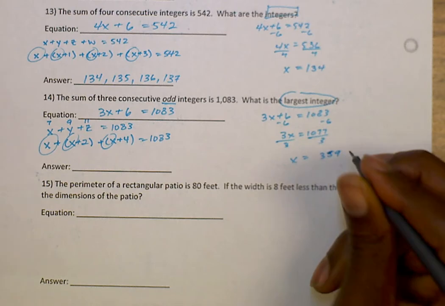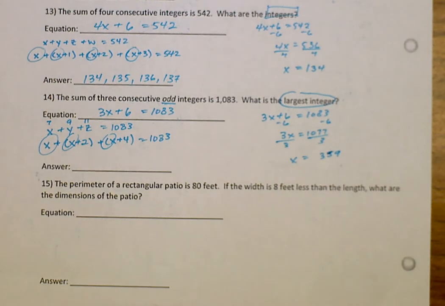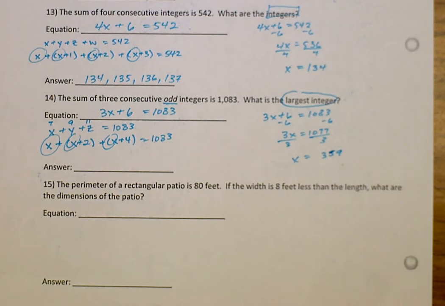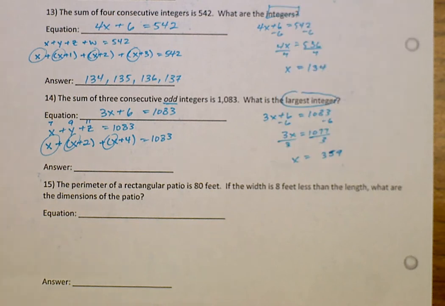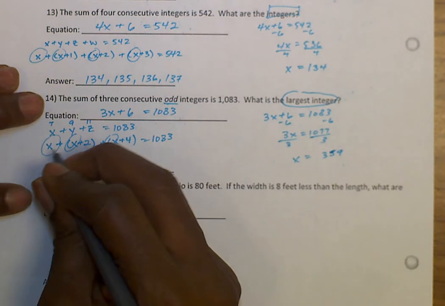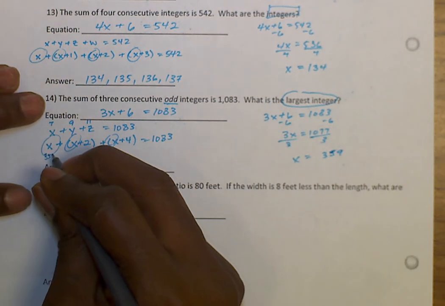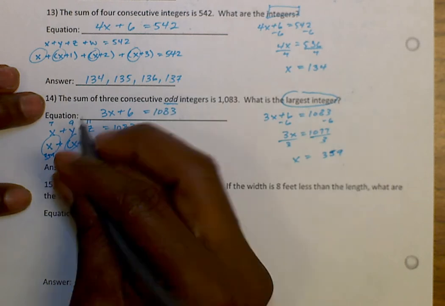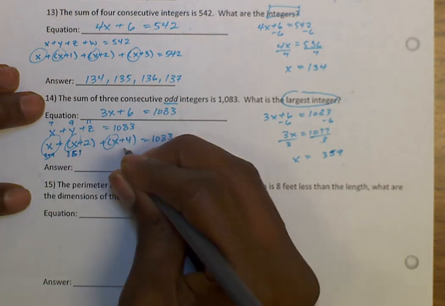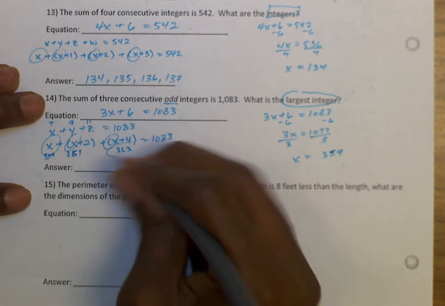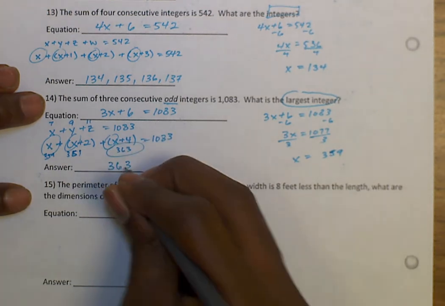Alright, that took me too long. I'm going to use my calculator just to double check. 1077 divided by 3, 359. Alright, great. So I find out that the x is 359, but the question asked me what the largest integer is. 359, 361, 363. So the answer to their question is 363.